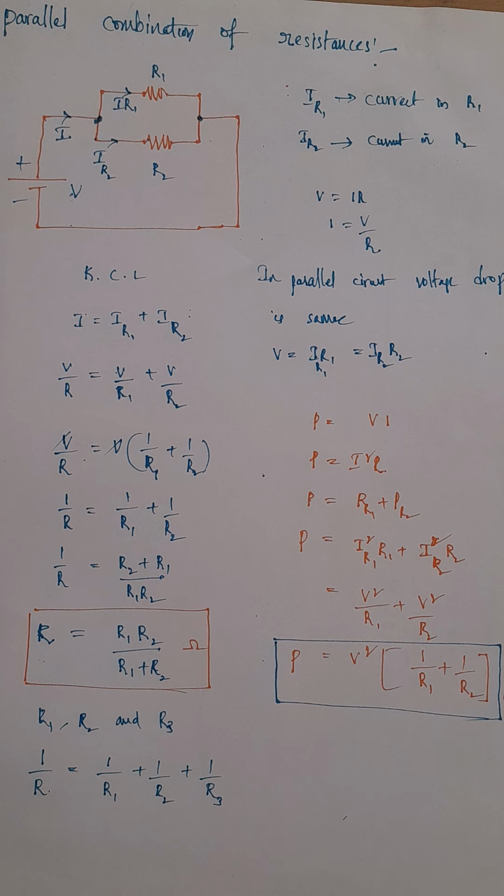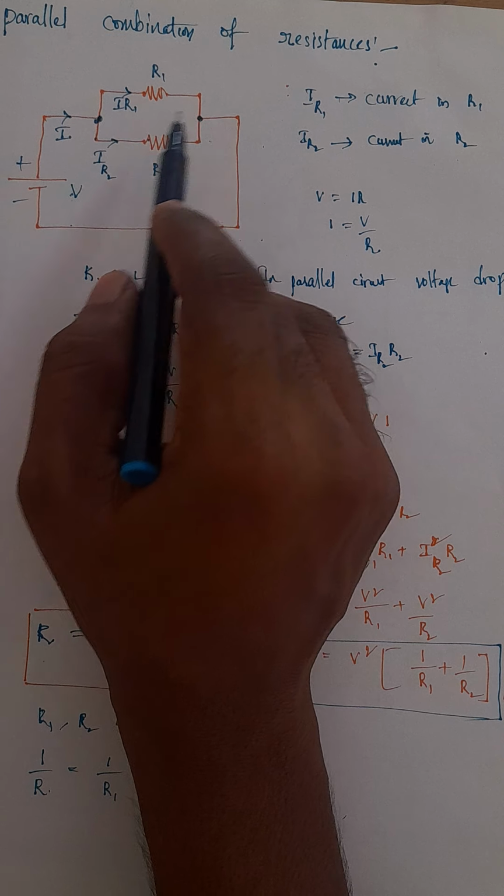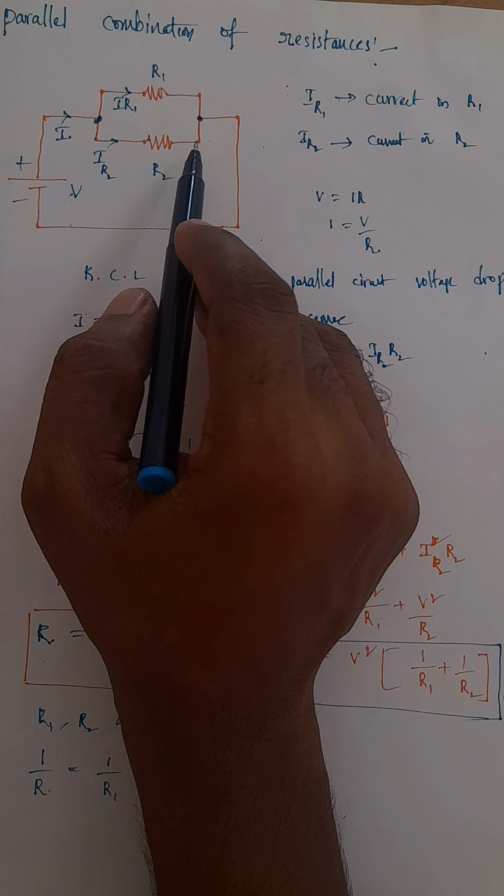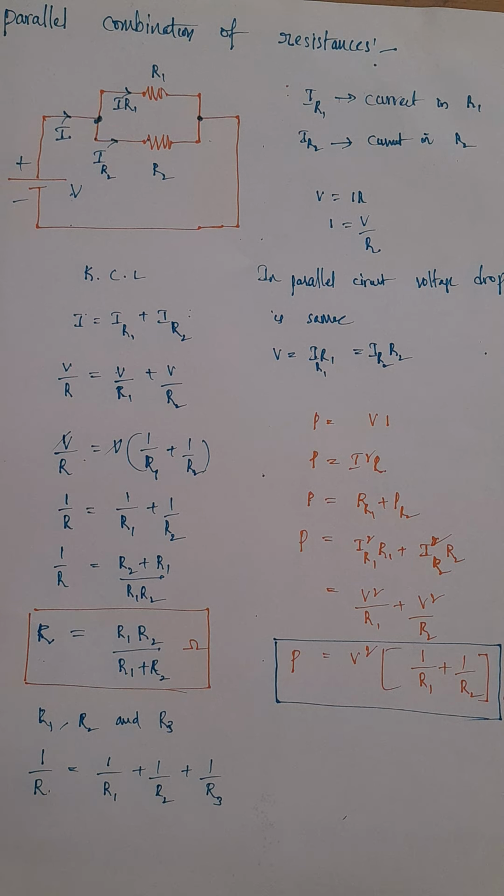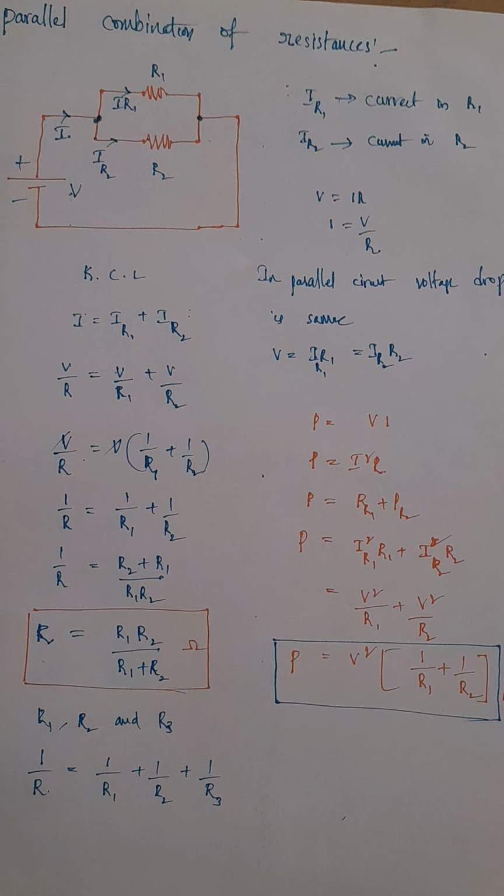In the parallel combination, the voltage drop across any two branches should be the same. The voltage drop across this branch is the same as across this branch. That is the main concept in the parallel combination of resistances.